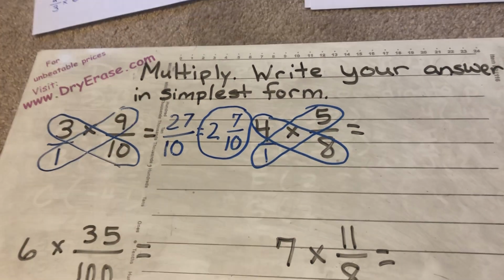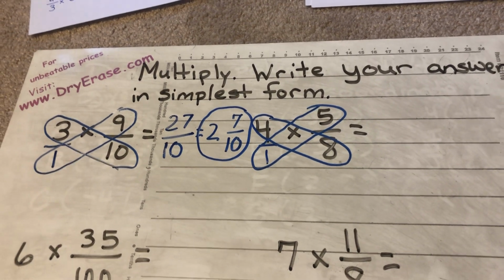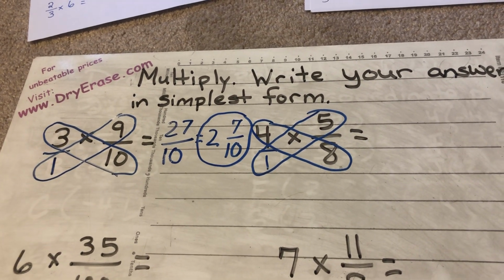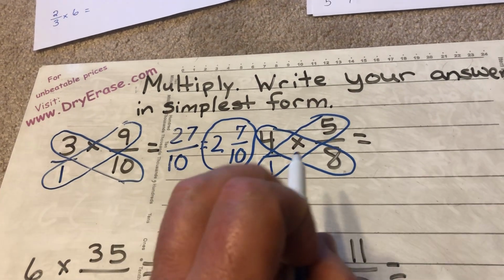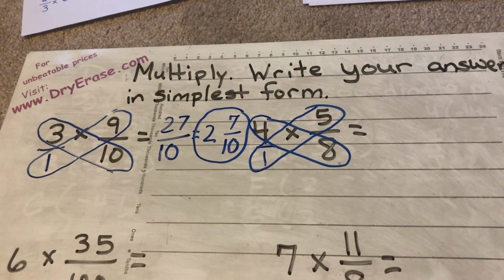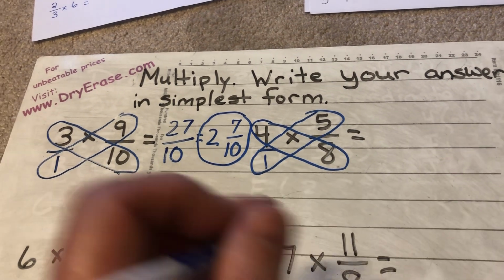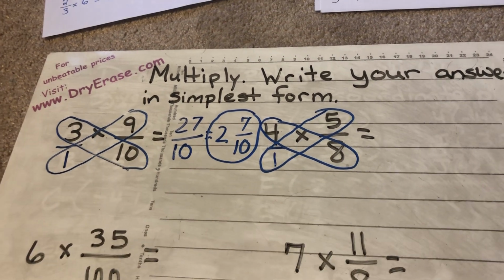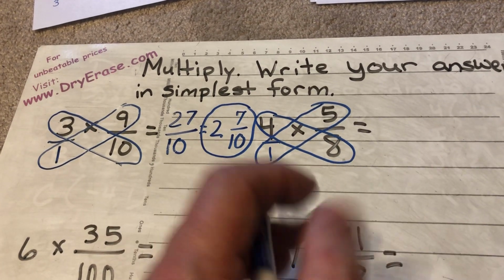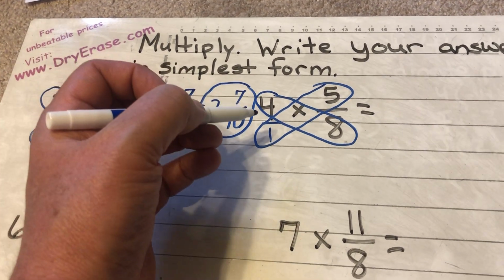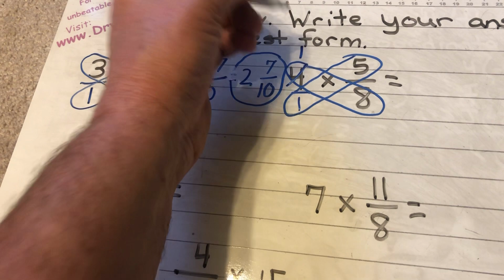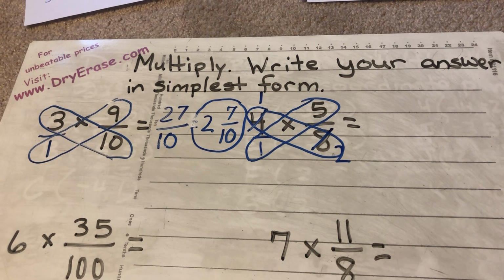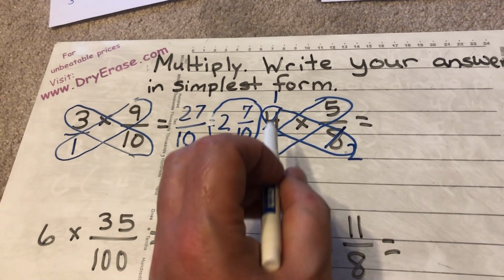However, 4 and 8, I'm thinking, well, they're both divisible by 2. Now, 2 would work, but actually the best number to use is 4, because the bigger the number I divide them by, if I make these numbers as small as they can possibly be, it's going to be in simplest form. If I only divide by 2, this becomes a 2, because 4 divided by 2 is 2, and 8 divided by 2 is 4. But they're also both divisible by 4. So 4 divided by 4 is 1, and 8 divided by 4 is 2. I made the numbers just a little bit smaller, which makes it easier to work with.